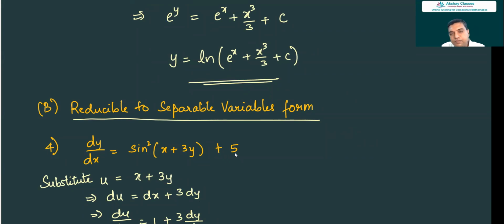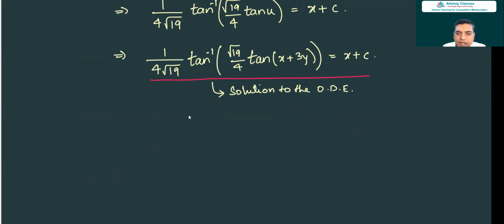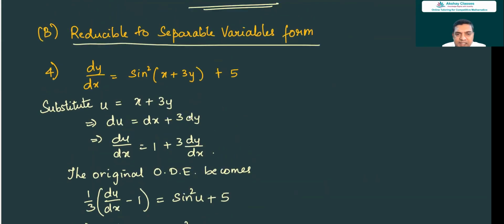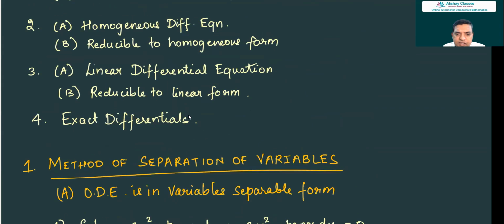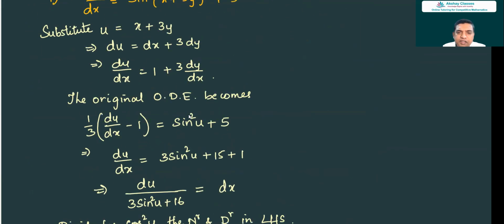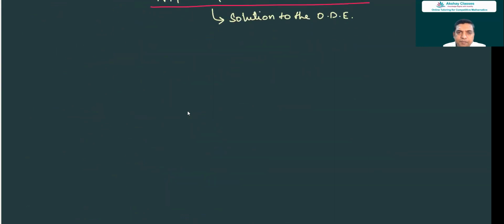So this is the method of separation of variables. Sometimes it is much easier to do. This is one of the fundamental methods, separation of variables. Now let us look at the next type, the homogeneous differential equation.